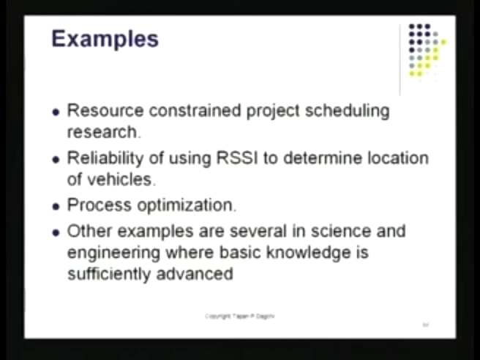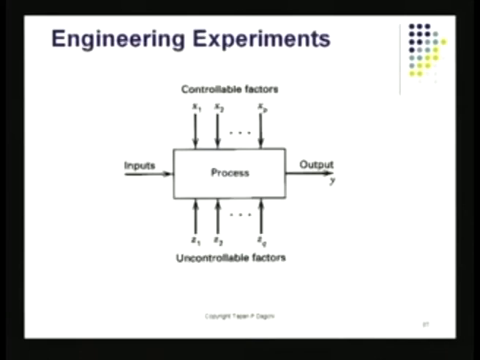And of course, in all these areas, science and engineering both have advanced to the point where we can write down the basic equations that describe the behavior of the system. This, of course, is not possible with all systems. An example is engineering systems. Many engineering systems are such that we can perhaps list the controllable factors, and we find there are a lot of uncontrollable factors that cannot really enter our equations.